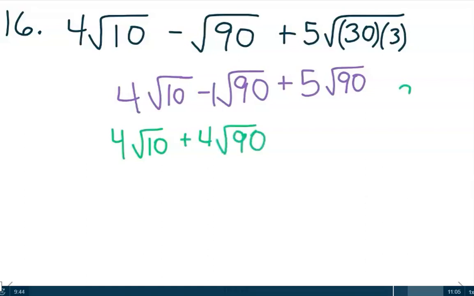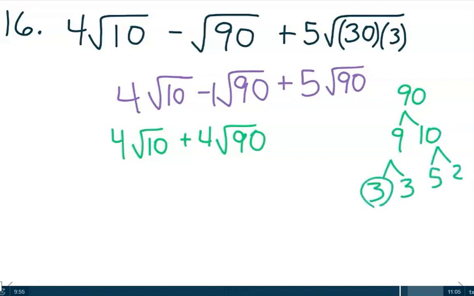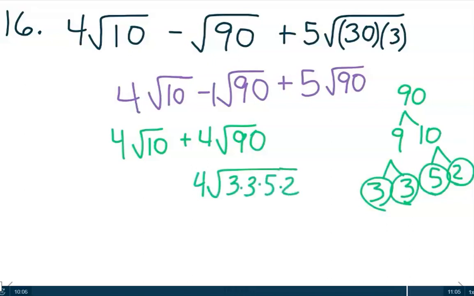Now doing a factor tree with the 90, to multiply and get 90, you can do 9 times 10. To multiply and get 9, you can do 3 times 3. To multiply and get 10, you can do 5 times 2. So instead of the square root of 90, we can write 3 times 3 times 5 times 2. Looking for pairs of the same factor. So the square root of 3 times 3 gives us 3.